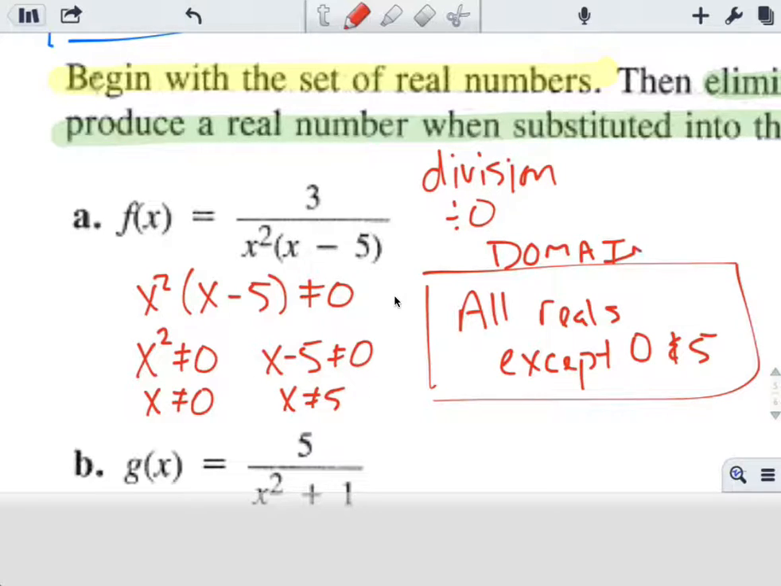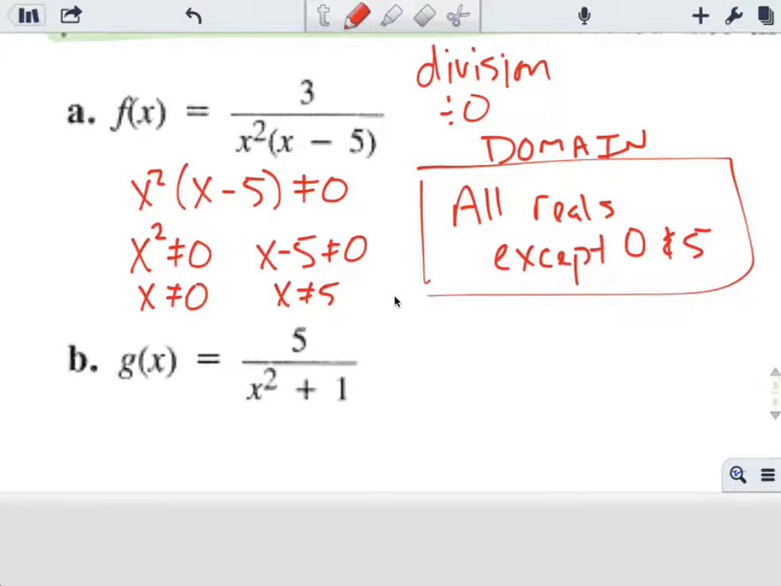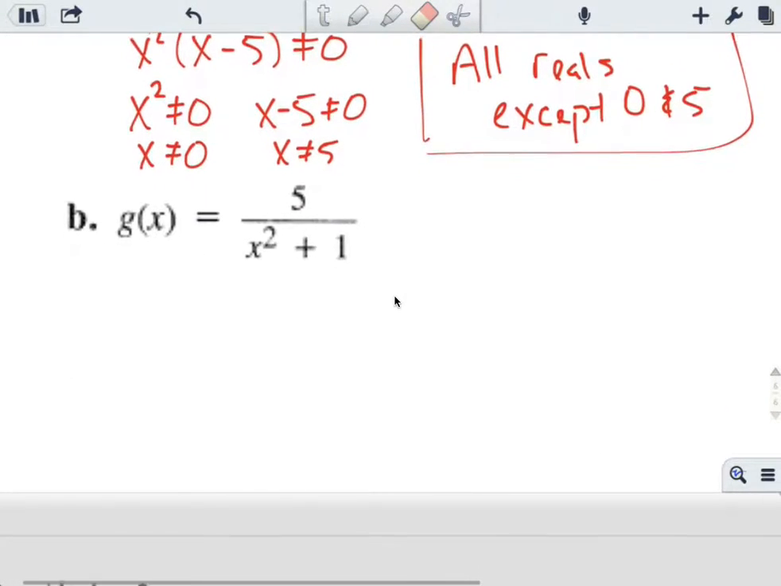We only had an exception if we divide by 0. The only numbers that will mean we'll divide by 0 is when x is 0. When x is 0 makes x squared 0, and 0 times anything is 0, so that makes the whole thing 0. Or when x is 5, we get 5 minus 5, which gives us 0, the whole thing 0. So, those are our exceptions. That's our answer. Domain is all reals except 0 and 5.